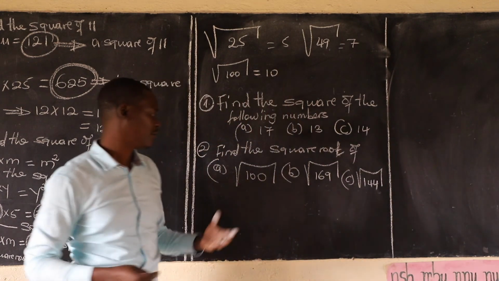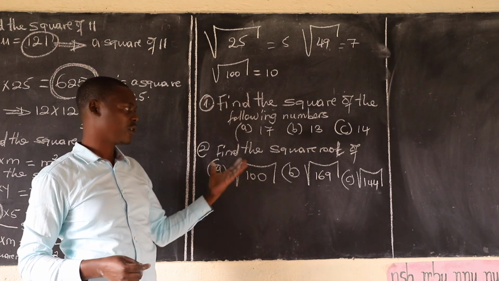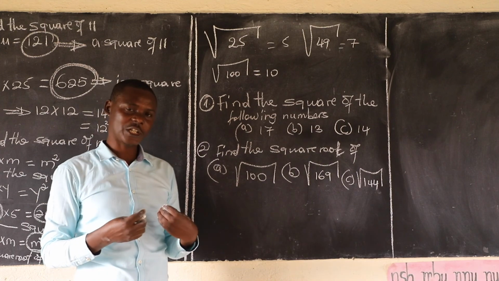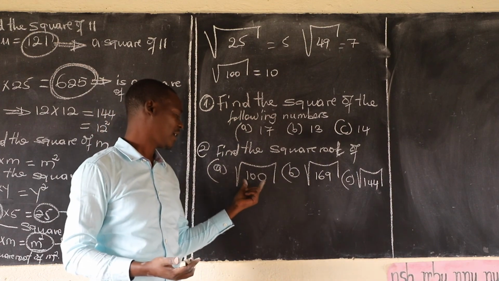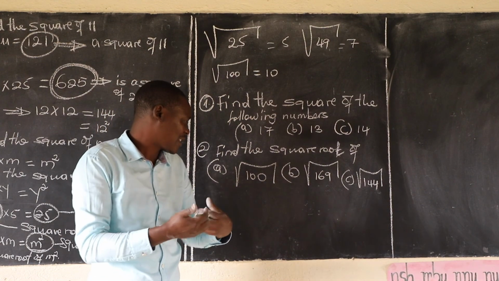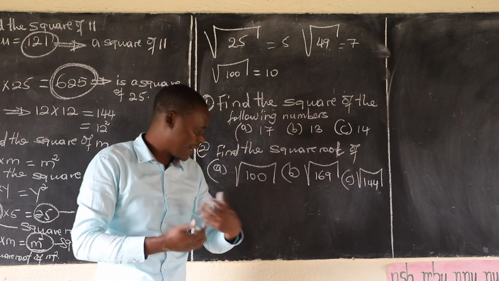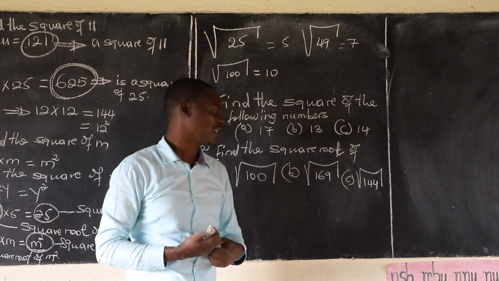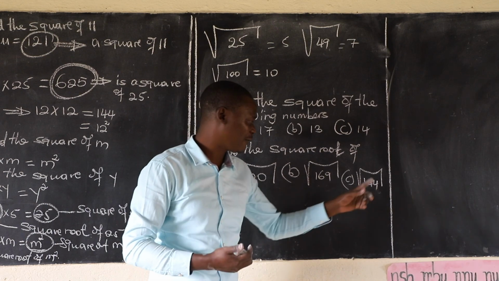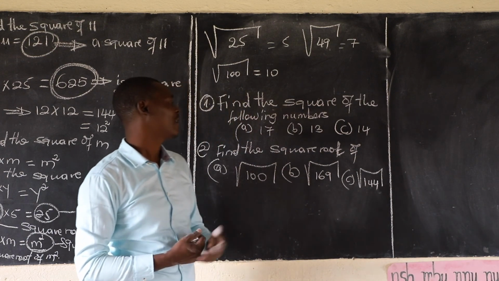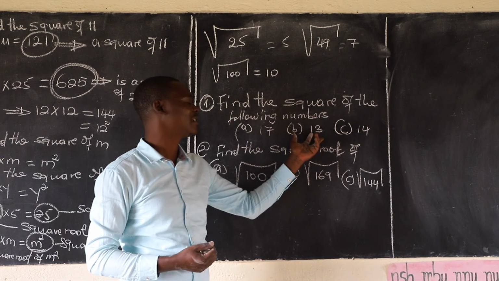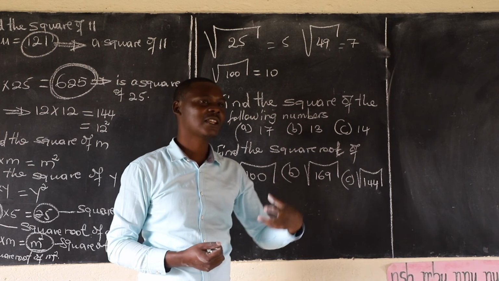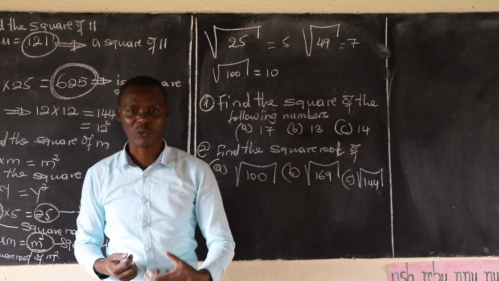I think from your multiplication tables, you already have this. You know which number you can multiply by itself to get 100, the number that multiplied by itself gives 169, and the one that gives 144. The same, you can multiply these by themselves and you get their squares.